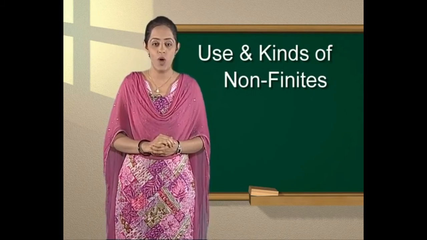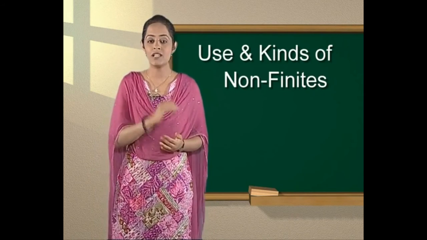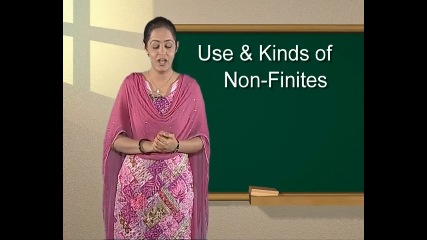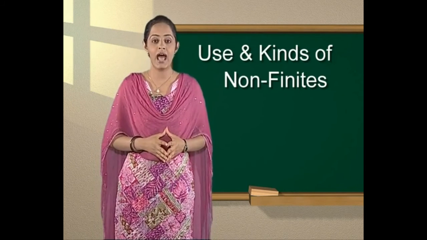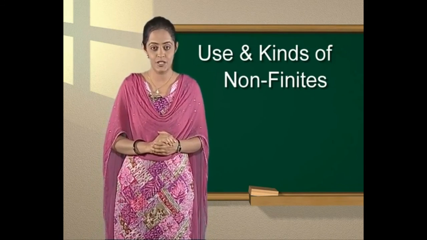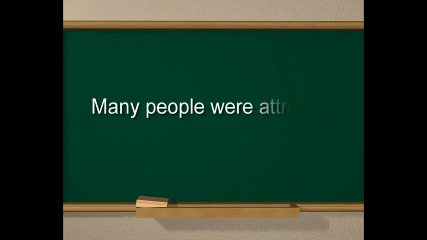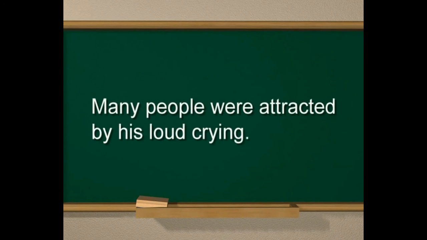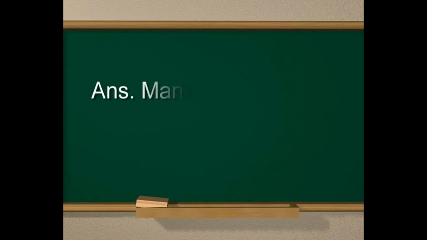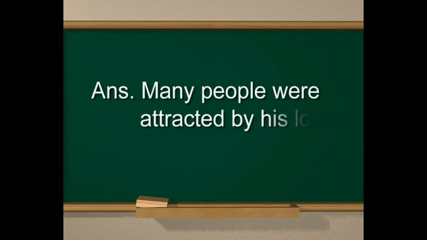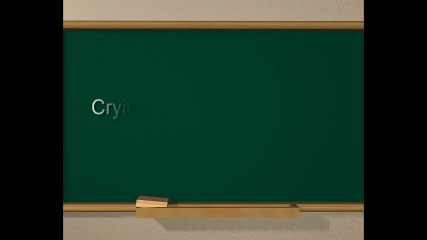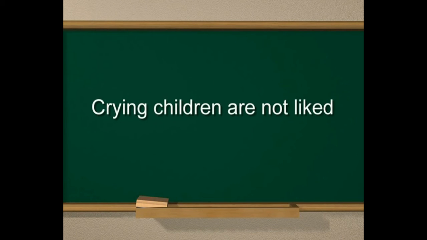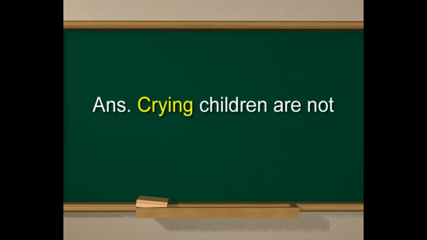Now, can you identify the gerunds and participles in the following sentences? Write G for gerund and P for the participles. Many people were attracted by his loud crying. The answer is: many people were attracted by his loud crying. Gerund. Crying children are not liked usually. Participle.